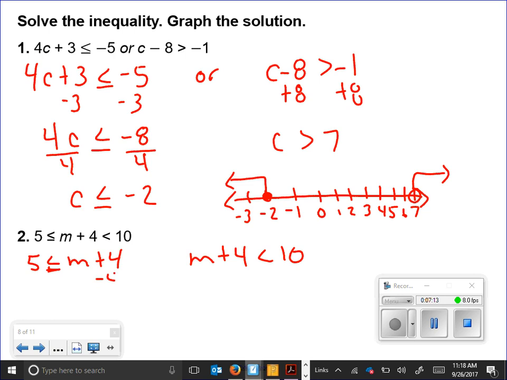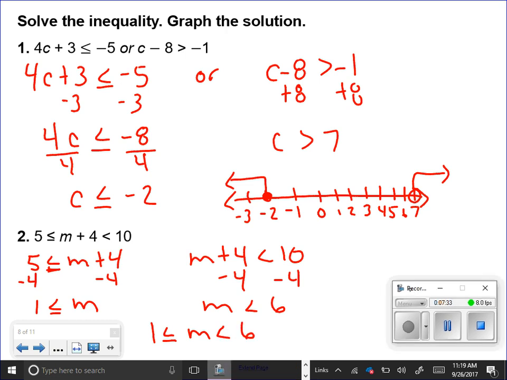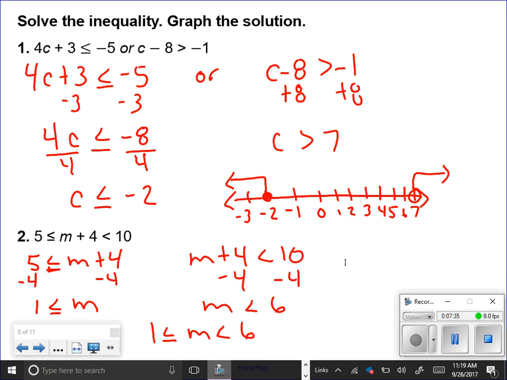So I'm going to subtract 4 from both sides. So 1 is less than or equal to m. And then I can subtract 4 from this side, so m is less than 6. If I wanted to, I could bring these back together. 1 is less than or equal to m, which is m is less than 6. So now I just need to graph it.